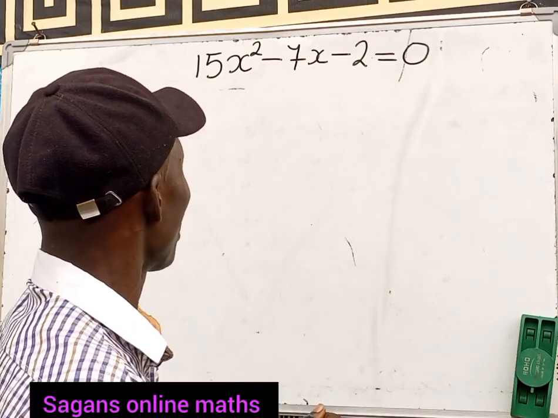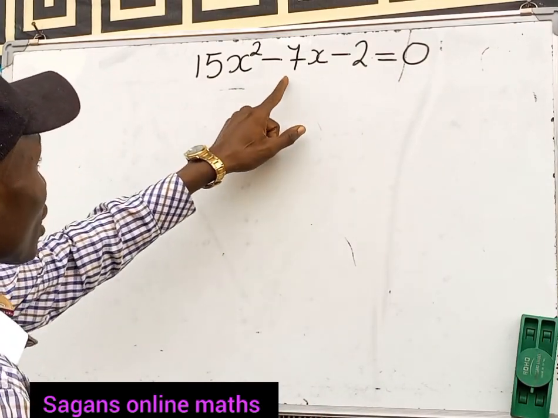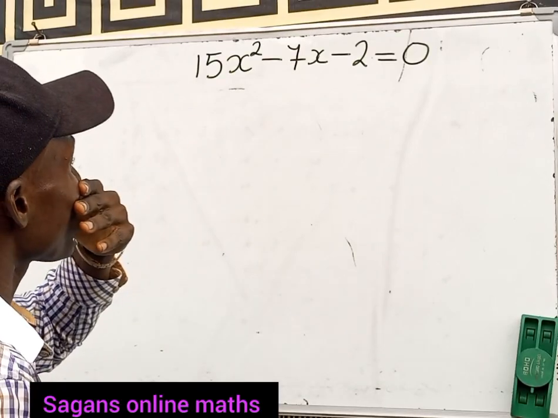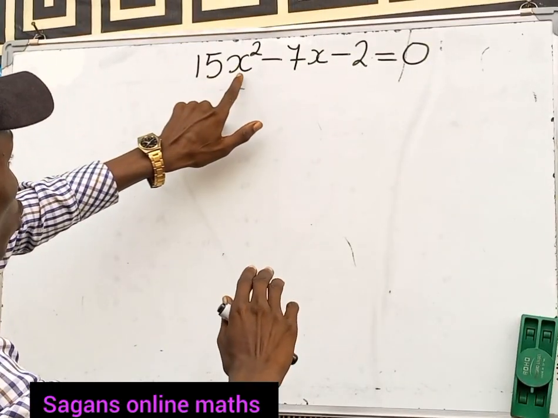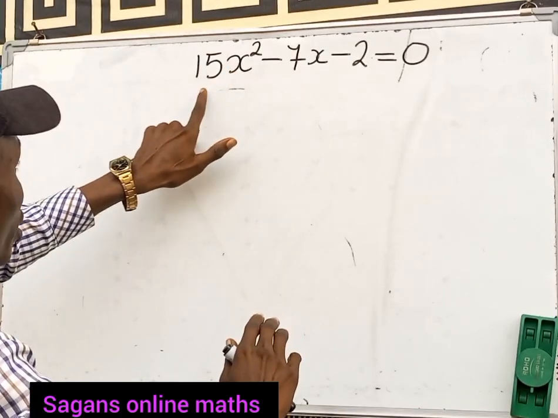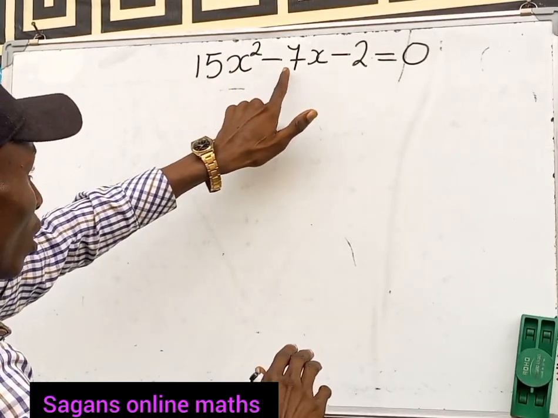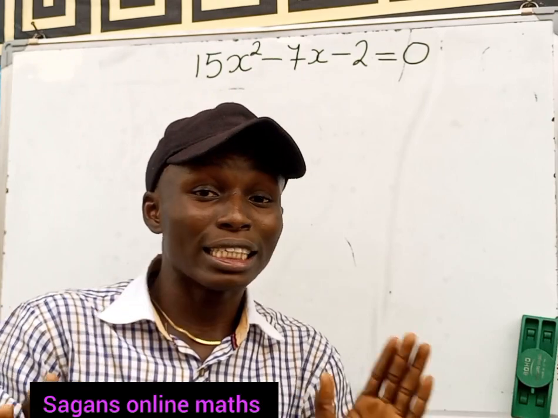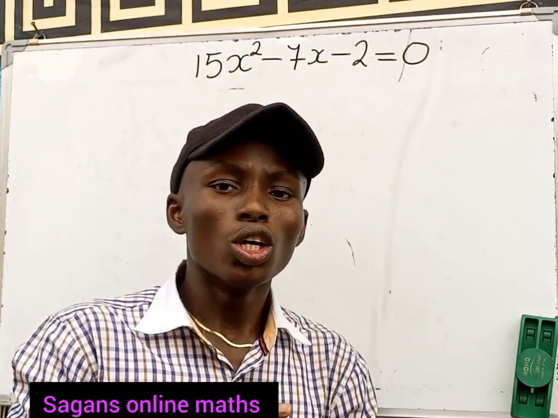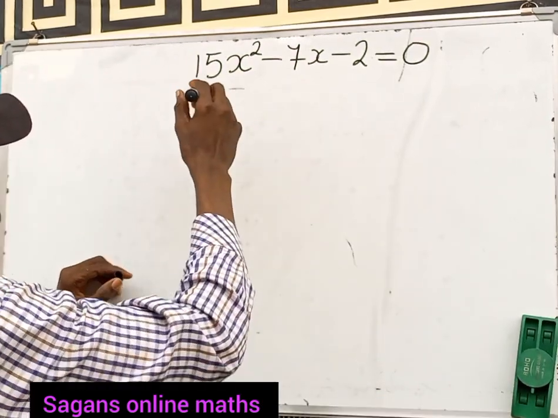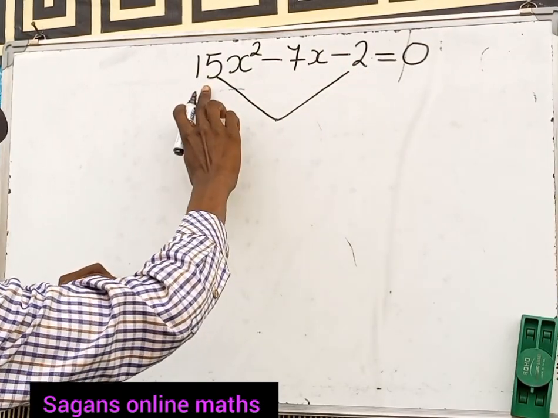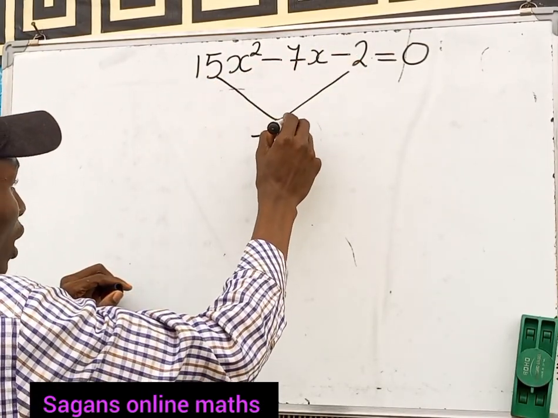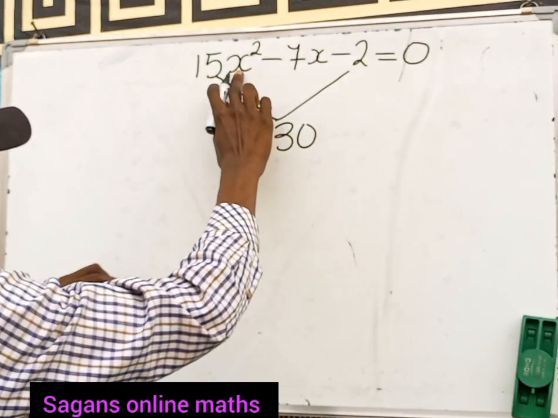Now let's check. We have 15x squared minus 7x minus 2 equals 0. The coefficient of x squared is 15, the coefficient of x is minus 7, and minus 2 is our constant term. Your first step is to multiply 15 by our constant, minus 2. So 15 times minus 2 is minus 30.